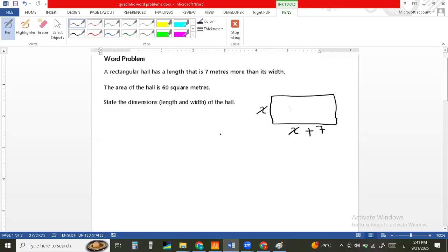All right. They're saying the area of the hall is 60 square meters. What is the area of a rectangle? Because they said that it's a rectangle. Yes, it's length times width. So let's do it. Length times width is x multiplied by x plus 7. They said it is equal to what? It is equal to 60.